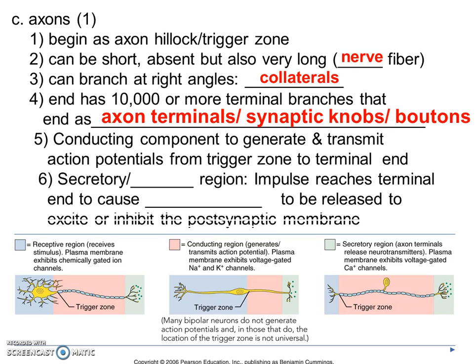So the secretory region is at the very end of the axon. This is where you're putting the signal to the next excitable membrane, so it's the output. The impulse reaches the terminal end and causes neurotransmitters to be released. Now this is a little bit different than we saw in the muscle cell. At a neuromuscular junction, there was only one kind of neurotransmitter released, and that was acetylcholine, and it was excitatory.